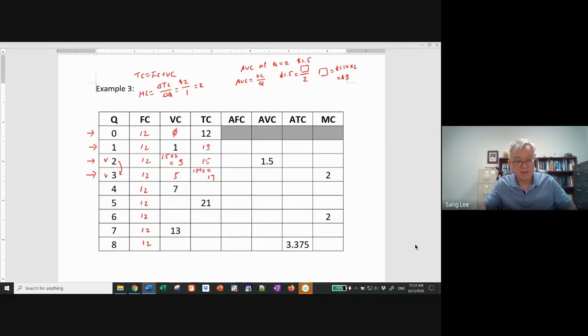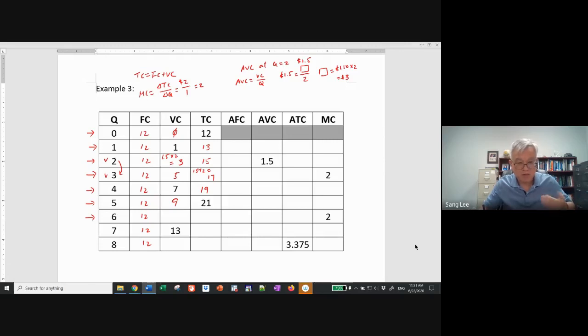So now the next example is straightforward because you do know both fixed cost and variable cost. So 12 plus 7 is what? 19. Now the next example is also straightforward. You do know fixed cost and total cost. Then variable cost is what? Fixed cost plus something is 21. So the difference is what? 9 here.